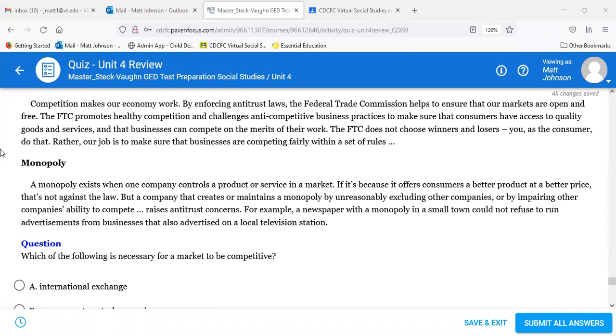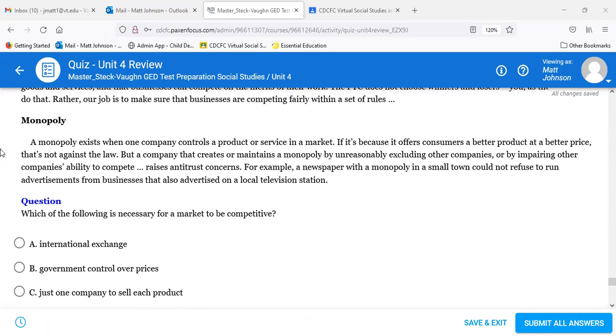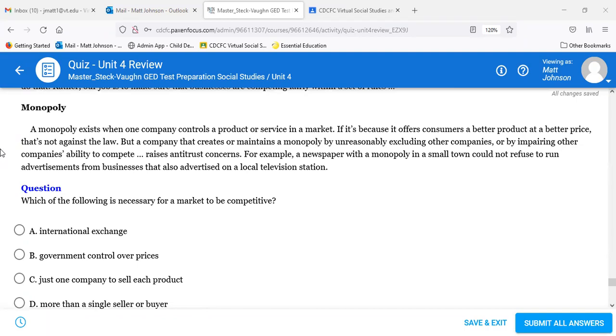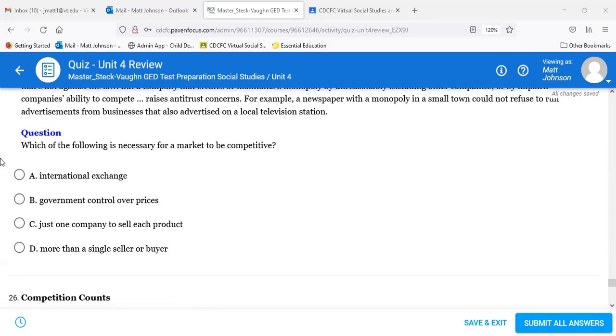So 25, how about we go to Nilda? Could you read question 25 for us? Which of the following is necessary for a market to be competitive? A, international exchange. B, government control over prices. C, just one company to sell each product. D, more than a single seller or buyer. D. D, yeah, you need competition.